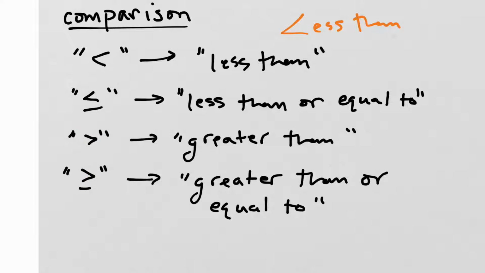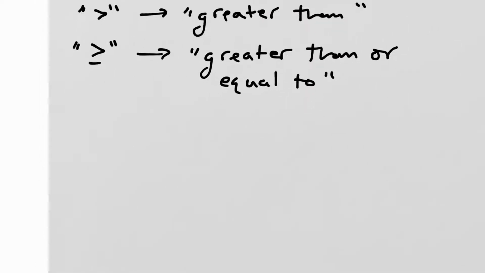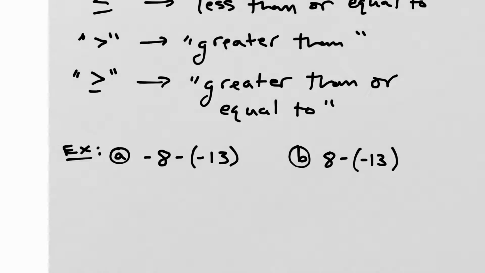So fairly straightforward. In your homework, you're going to be putting those symbols in between some absolute value stuff, or maybe some just numbers or decimals or fractions. There you go. And the last section is adding and subtracting positive and negative numbers. I'm just going to do examples for this, and we'll start out with these two.